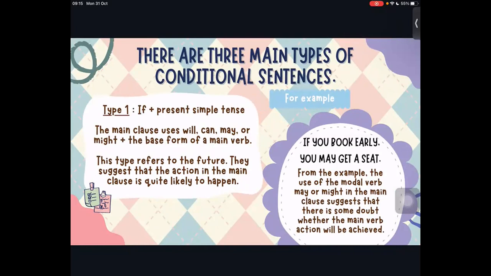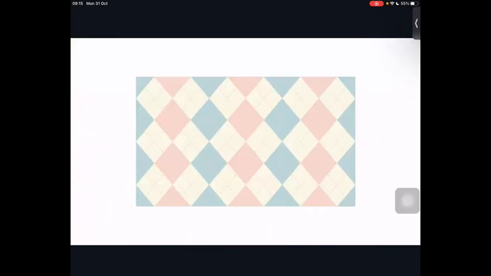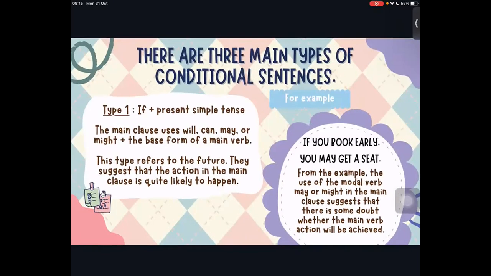Type 1, if plus present simple tense. Use will, can, may, or might, plus the base form of a main verb. This type refers to the future. They suggest that the action in the main clause is quite likely to happen. For example, if you book early, you may get a seat. The use of the modal verb may in the main clause suggests that there is some doubt whether the main verb action will be achieved.